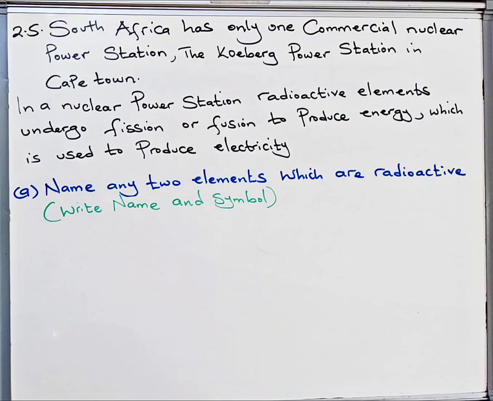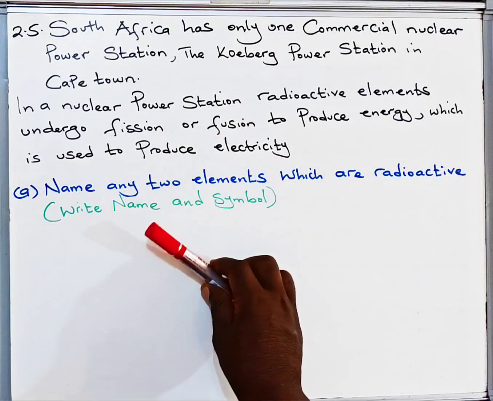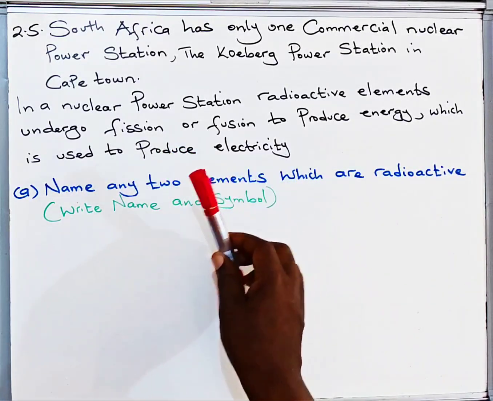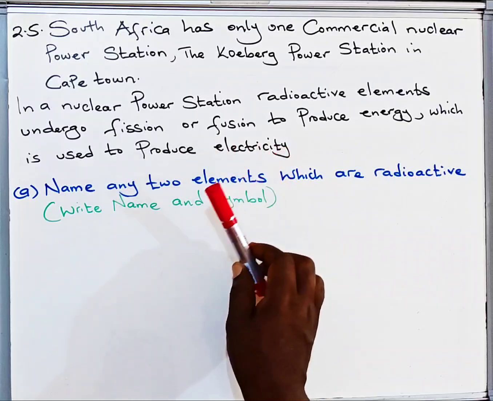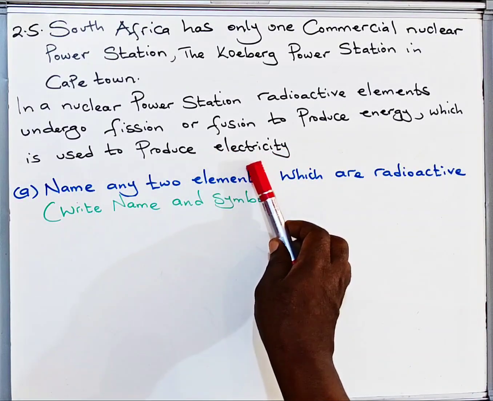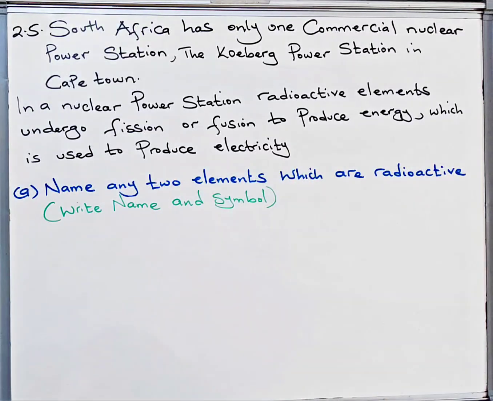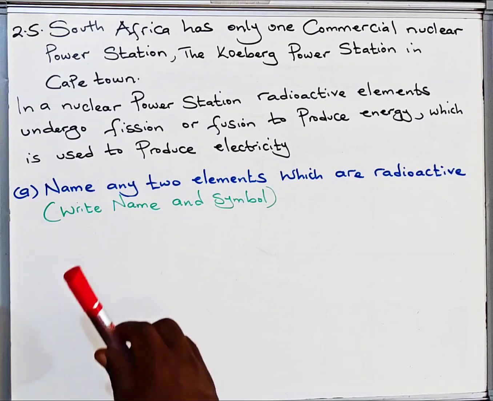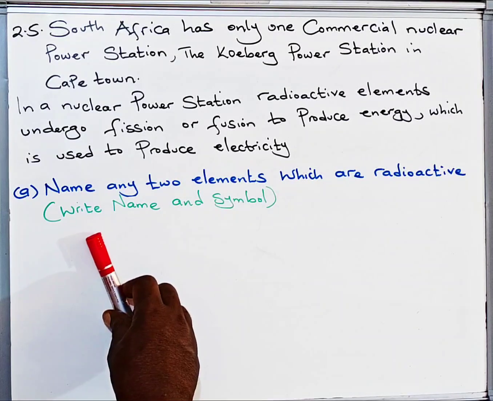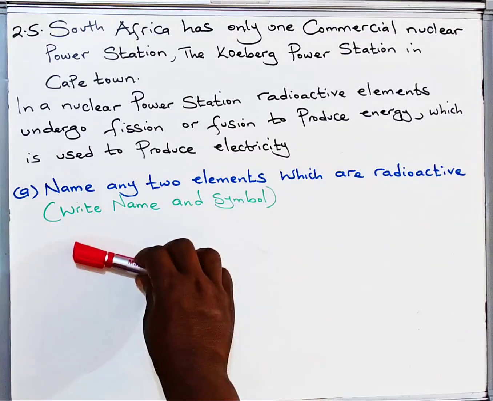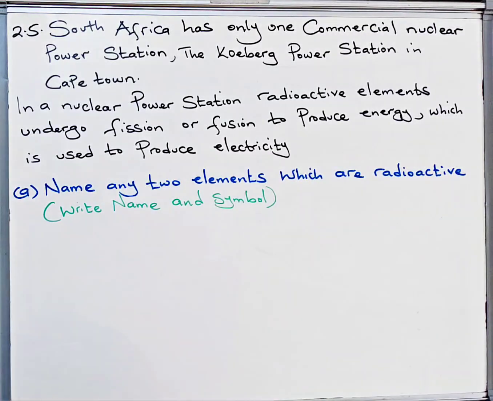Koeberg in Cape Town is the only nuclear power station in South Africa. And the nuclear power stations are used to produce electricity. So what happens inside a nuclear power station is that the radioactive elements undergo fission or fusion to produce energy which is used to produce electricity. So the question says name any two elements which are radioactive. They say write the name and the symbol.